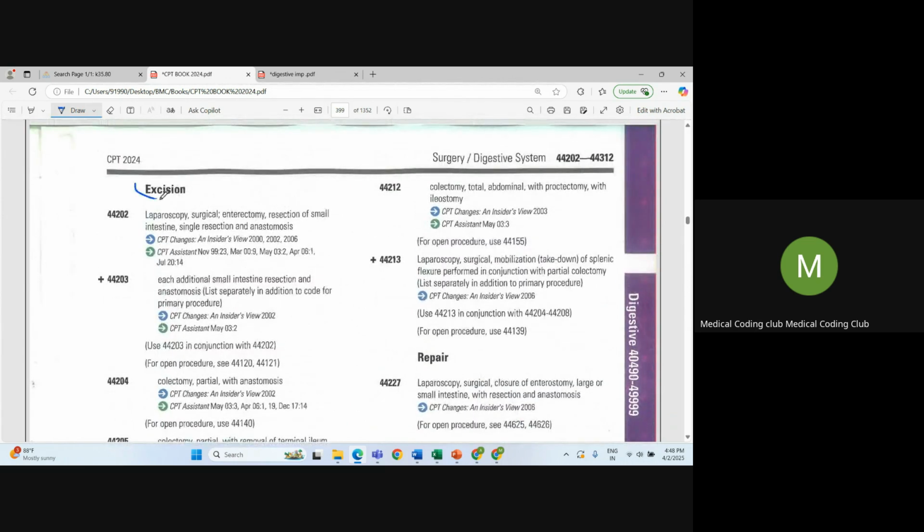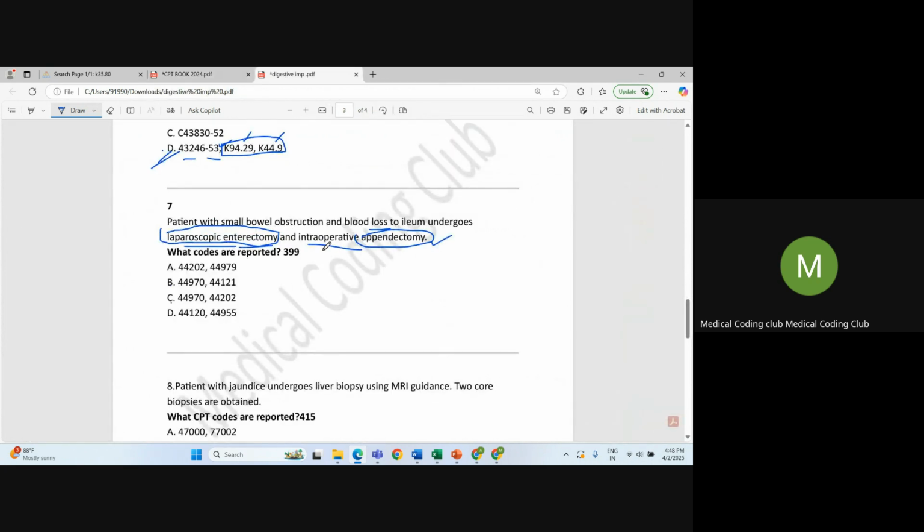Laparoscopic, so you can see here 44202, laparoscopy surgical enterectomy, resection of small intestine, single resection and anastomosis. 44202 is correct. Along with that, you should also code the intraoperative appendectomy by laparoscopy. So the correct answer should be option C, 44970 and 44202.